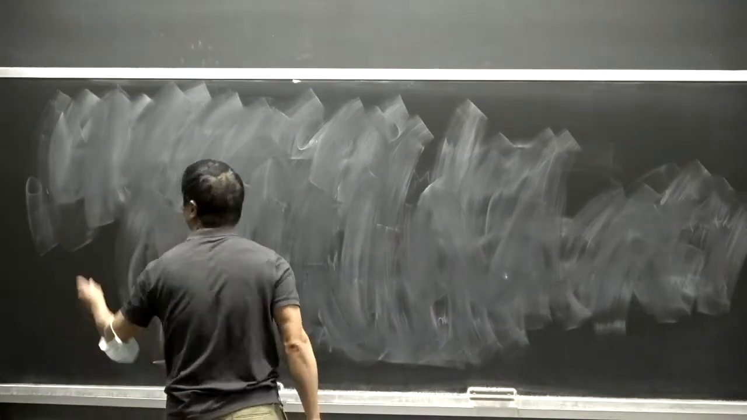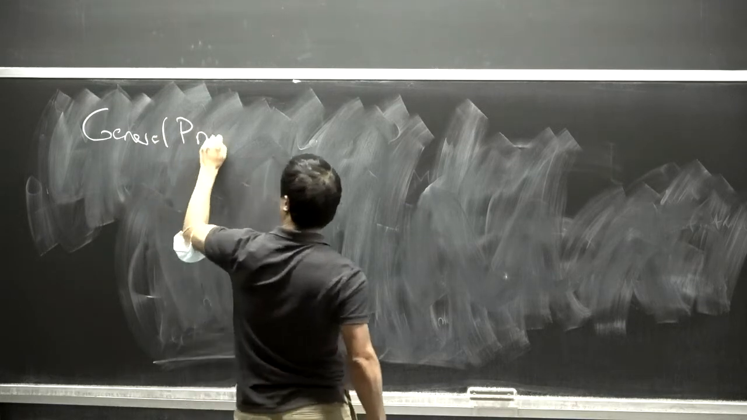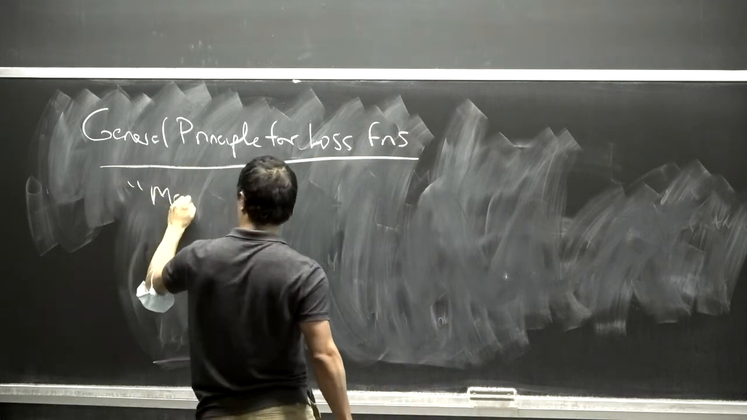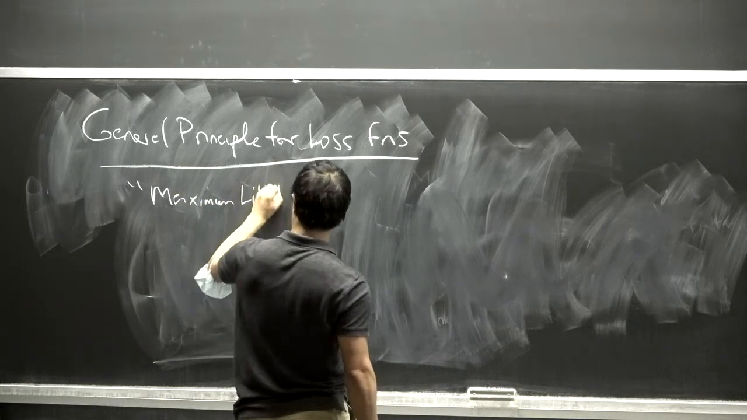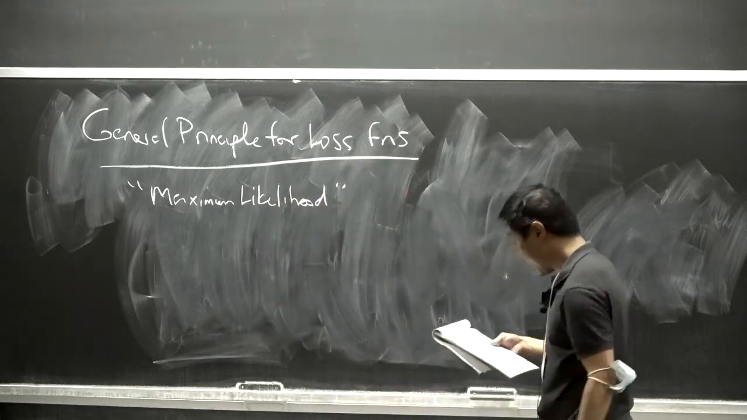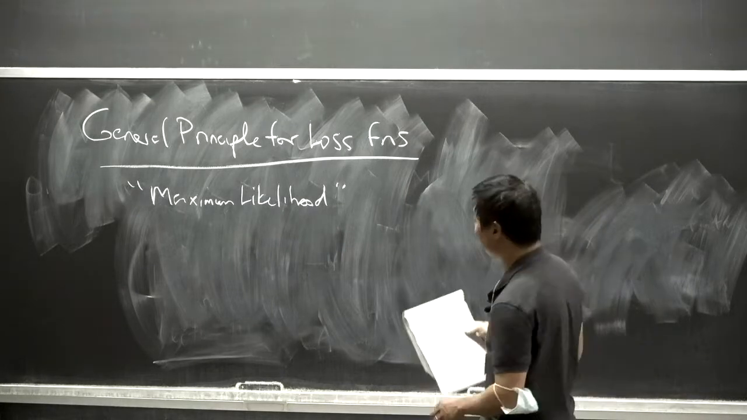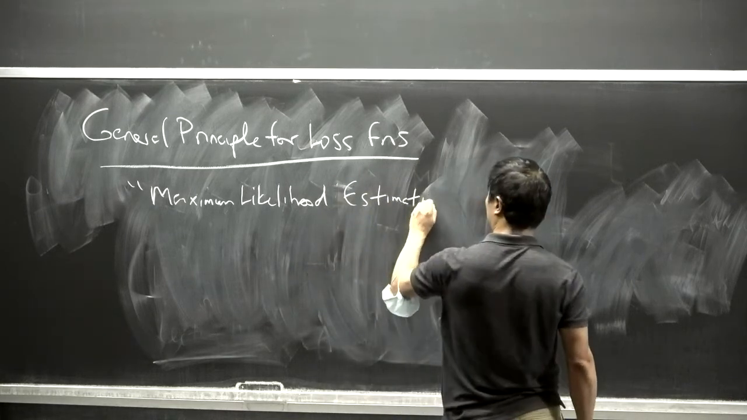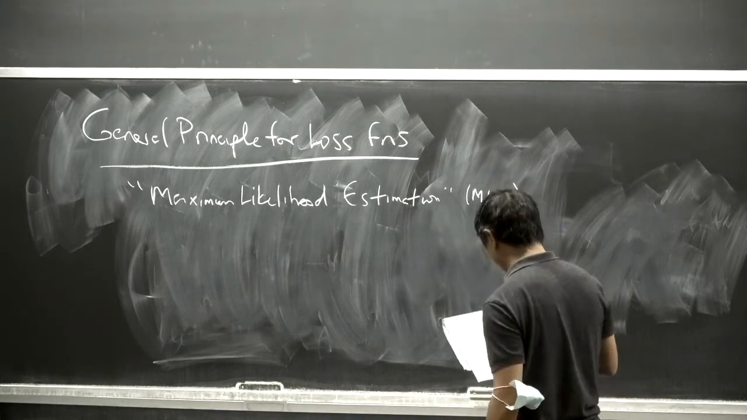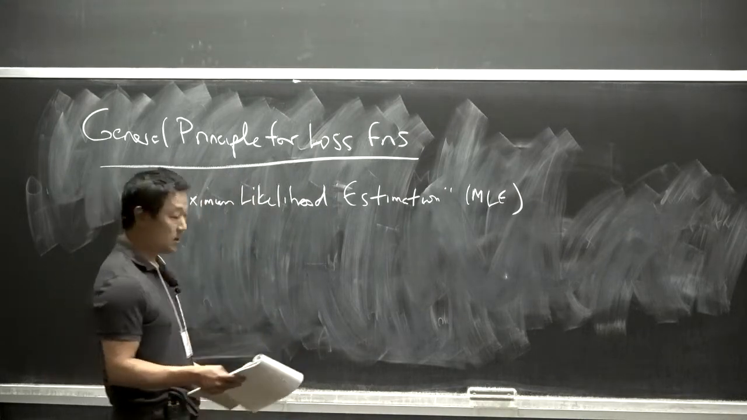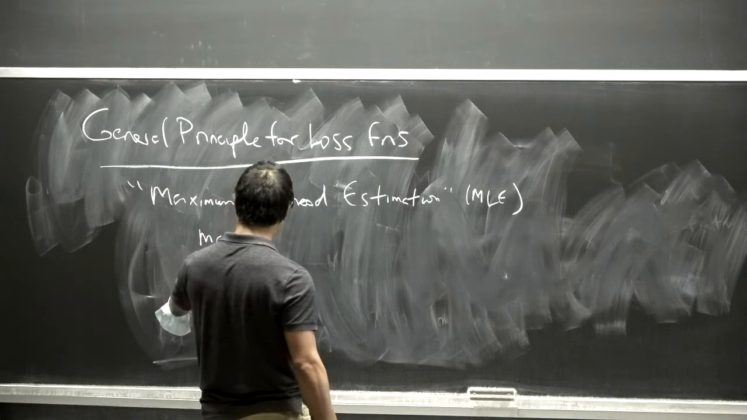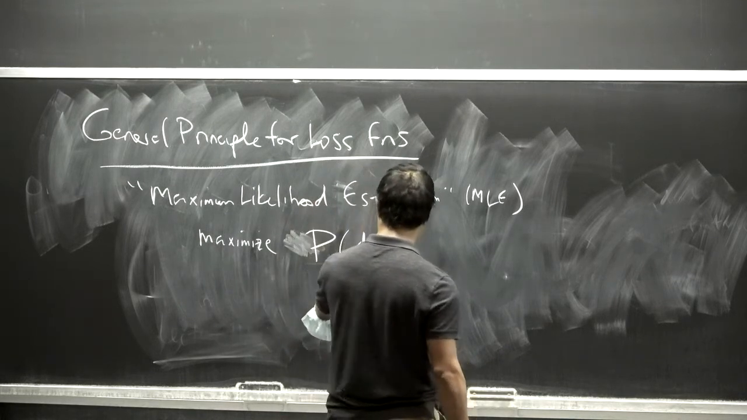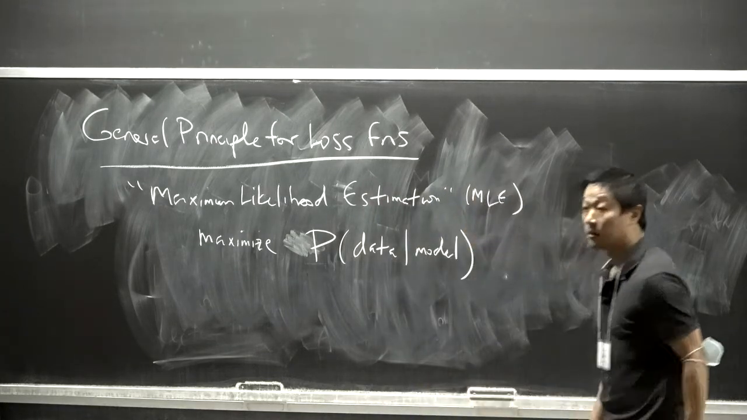Okay, so maximum likelihood. This is a little bit of statistics background, and I'm not a Bayesian, so perhaps a Bayesian would have a different way of saying this. But anyway, this is maximum likelihood estimation, MLE. The idea is that no matter what you're doing, the best thing you can do is to maximize the likelihood of the data given the model. Okay, no matter what you're doing.